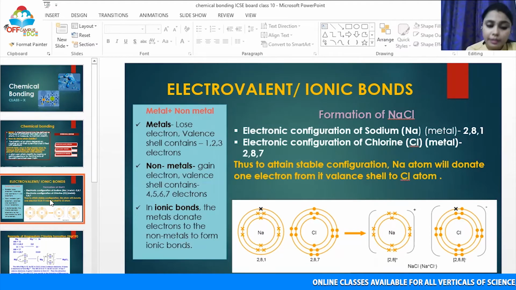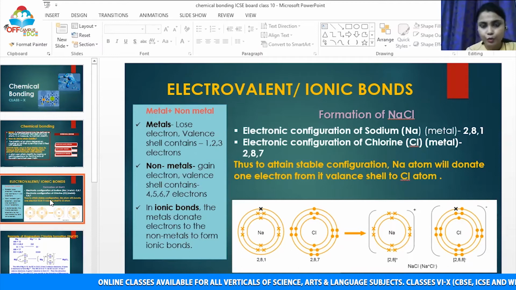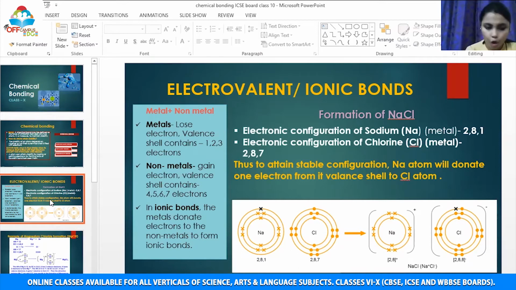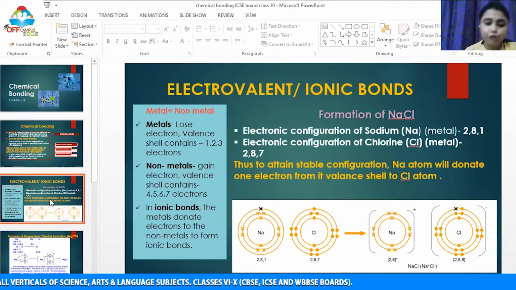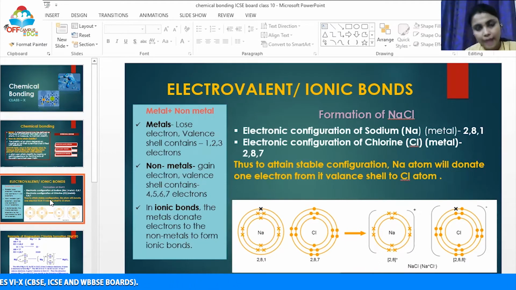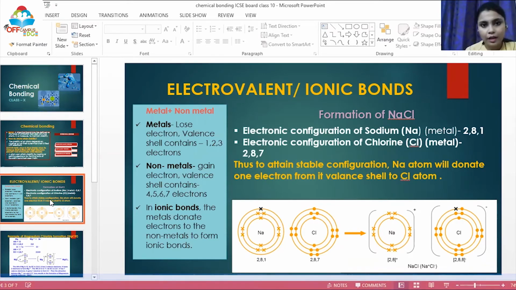And since metals have a very small number of electrons, it is convenient for them to give up 1 to 2 electrons to attain an octet. Similarly, for non-metals, it is more convenient to accept electrons to fill up the octet. Therefore, a metal donates electrons and a non-metal accepts electrons, forming an ionic bond. An ionic bond means a bond formed between two ions, a cation and an anion.